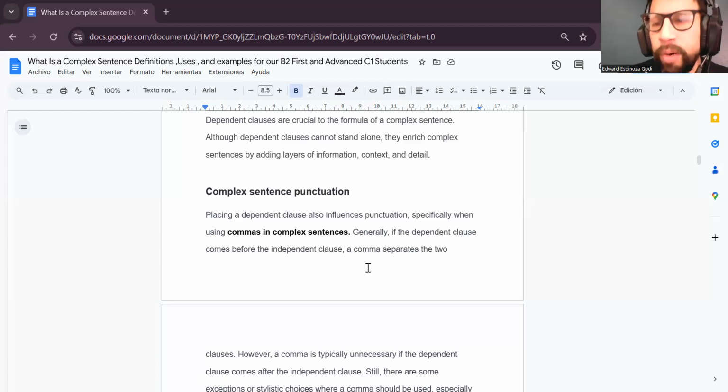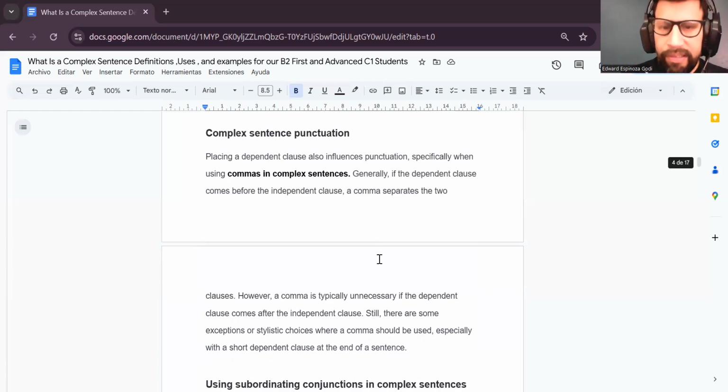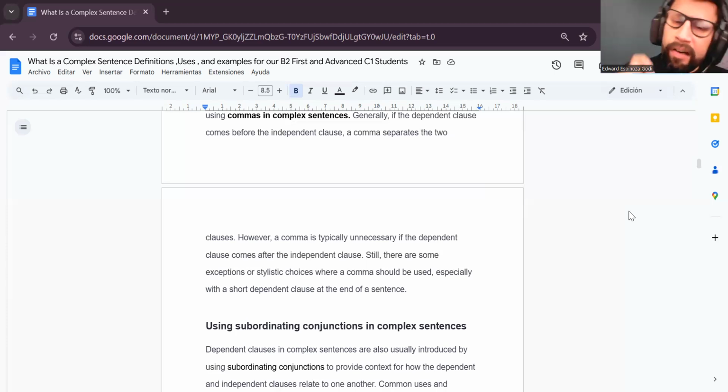Complex sentence punctuation. Placing, which is another way of saying putting, a dependent clause also influences punctuation, specifically when using commas in complex sentences. Generally, if the dependent clause comes before the independent clause, a comma separates the two clauses. However, a comma is typically unnecessary if the dependent clause comes after the independent one. Still, there are some exceptions or stylistic choices where a comma should be used, especially with a short dependent clause at the end of a sentence.